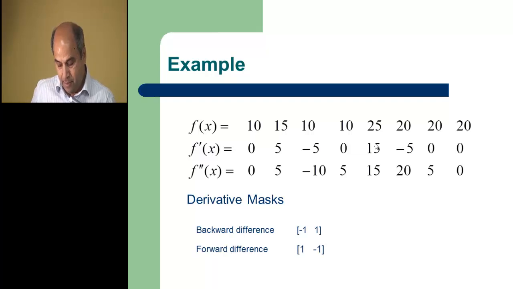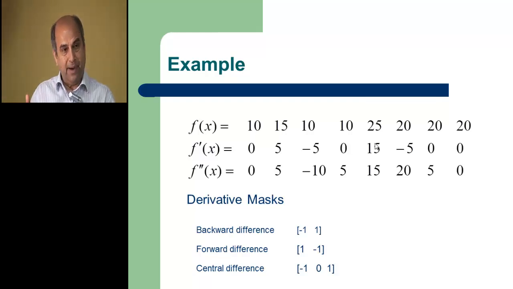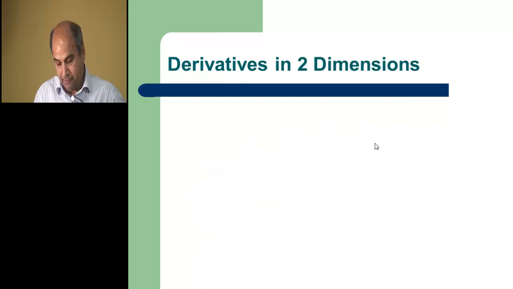So that's for backward difference. Forward difference is different, that's minus 1, 1. And then the center difference, we are going to look at 1, 0, minus 1, because for the central pixel where we are going to compute the derivative, we are not going to use that pixel as I showed you before, but we look at the one on the left side and one on the right side, and we find the difference. So it's a pretty interesting way to find the derivative of a one-dimensional function.